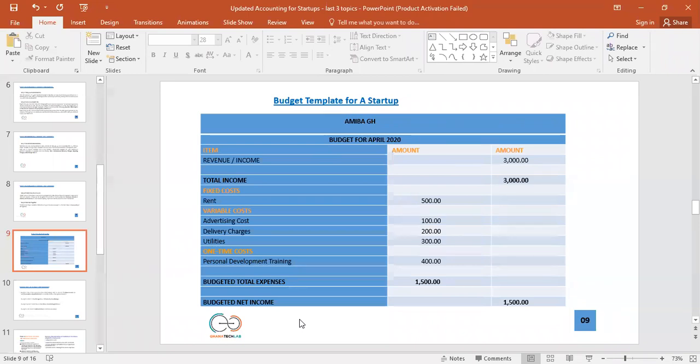So if Amoeba wants to spend, she has a budget. Probably she works with people, let's say two apprentices. When they are requesting funds, let's say there's no electricity or something, she knows that she has budgeted 300 cedis. So as she's buying electricity for the month of April, she shouldn't exceed 300.